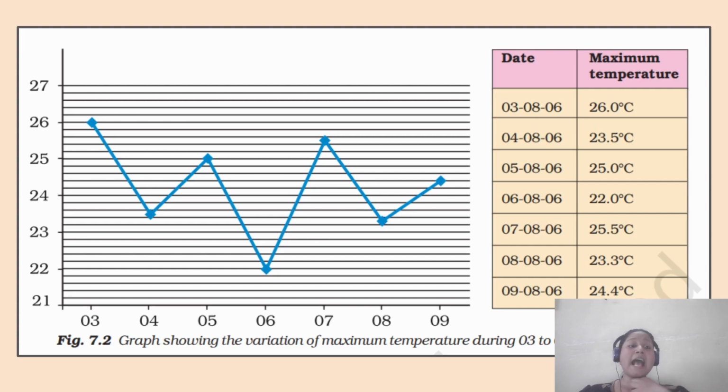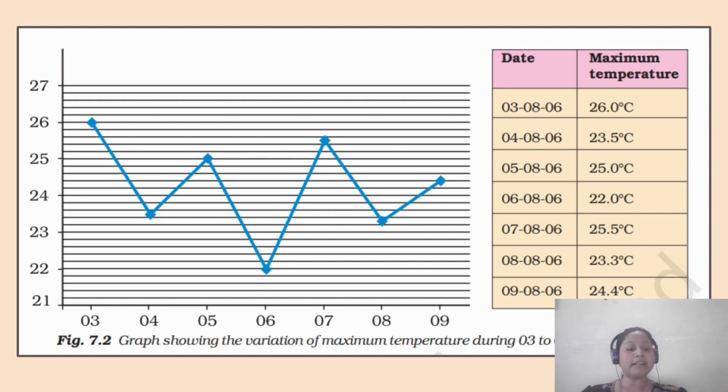Moving on, as I said, our weather is never stable. So we should understand how exactly these changes are happening. We can record the temperature every day and make a graph out of it. For example, this graph shows the variation of maximum temperature over a particular time period, from 3rd to 9th August in the year 2006. This was recorded around 2006.